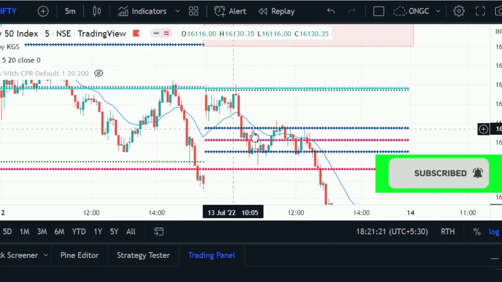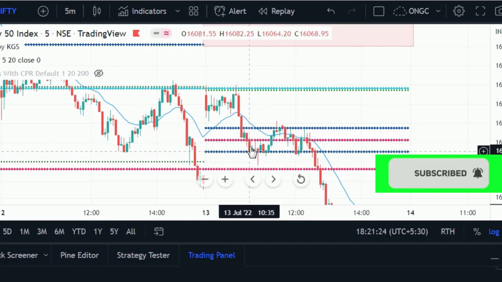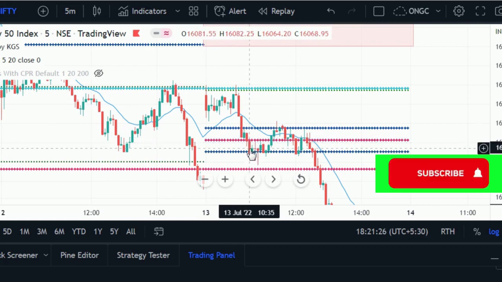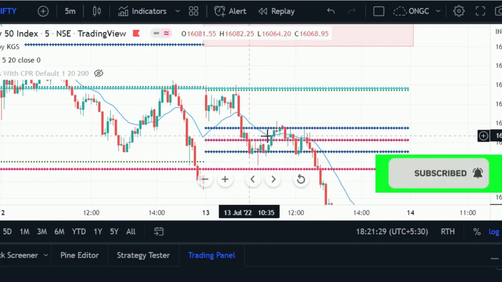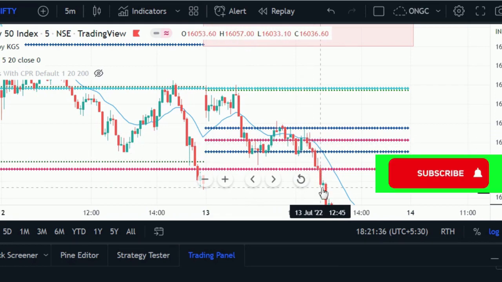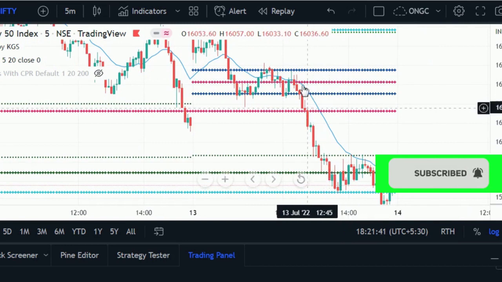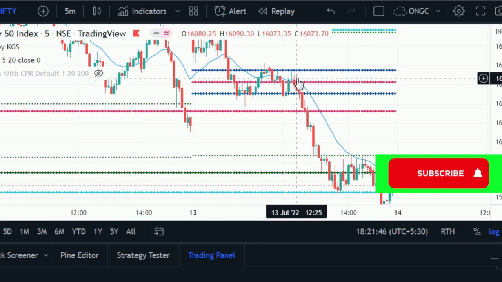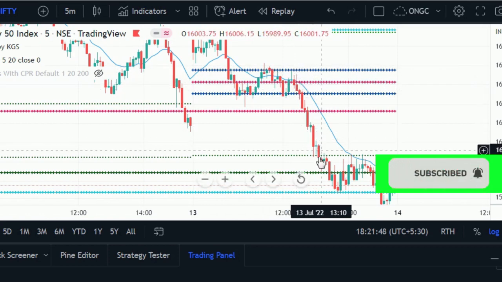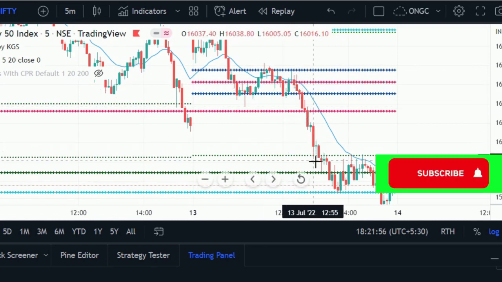As this is the CPR, it's a great support. When price stays inside it, it found some support here and stayed sideways for about 2 hours, and again it falls back. Again it is falling till here. How do you know that if you enter this candle, the stop loss is above this and the target is this? With my setup you will know that there is going to be a fall over here.